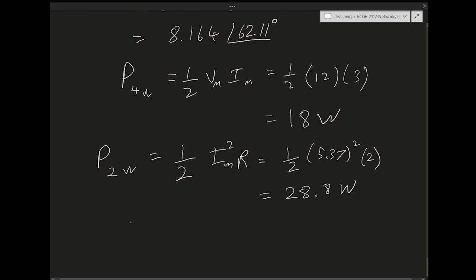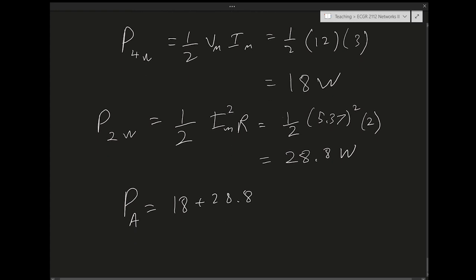So the total power absorbed by the circuit is going to be the power absorbed by the two resistors, right? The inductor does not absorb any power. So the total power absorbed is going to be 18 plus 28.8. So it's going to be 46.8 watts.